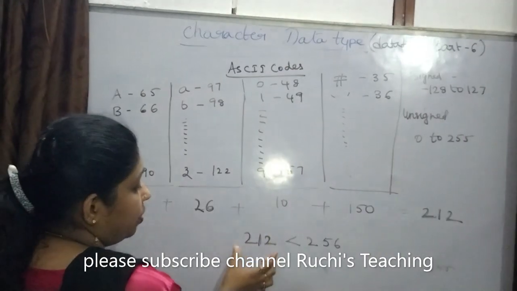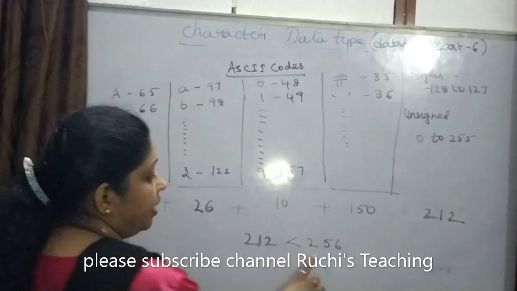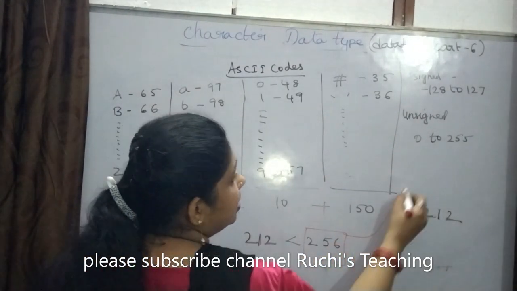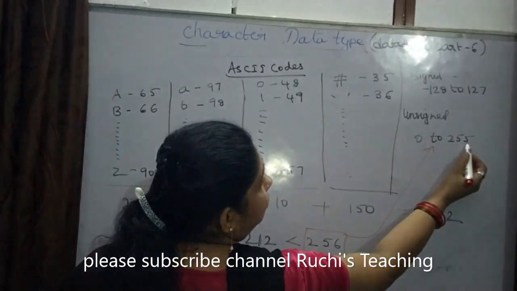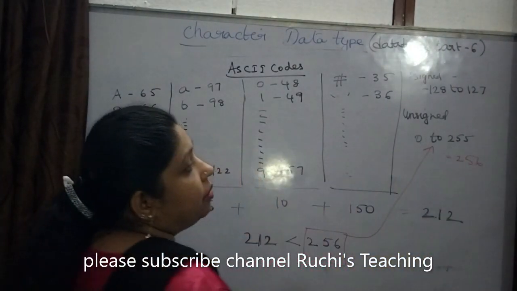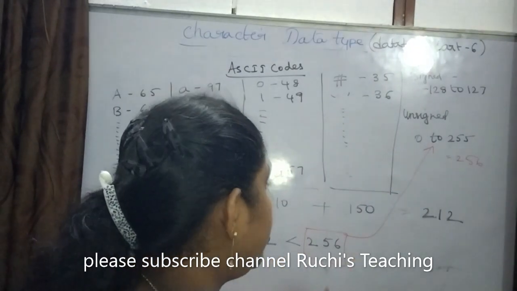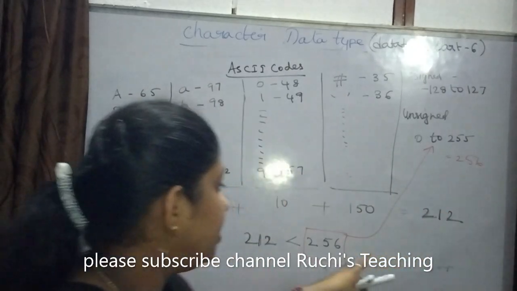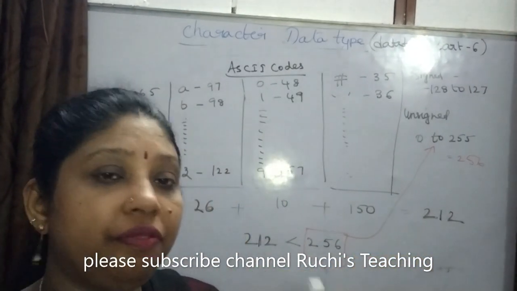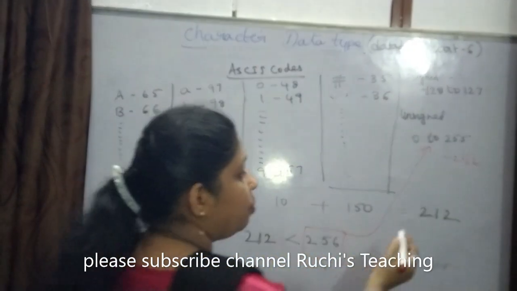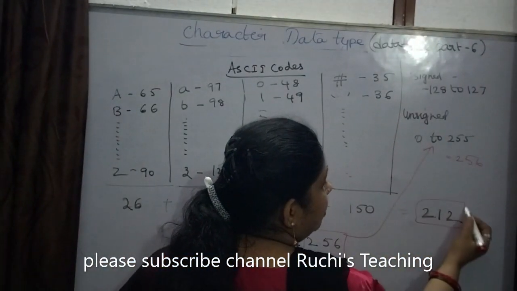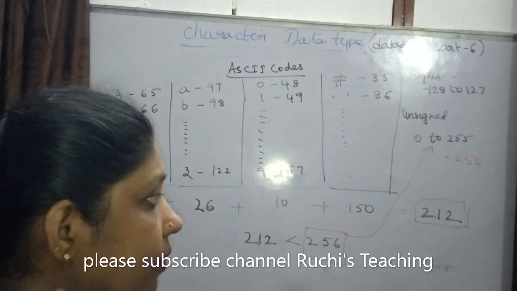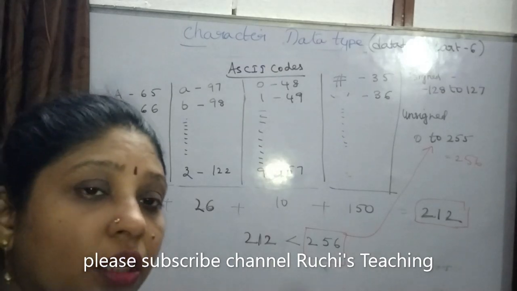Okay, so this 212 value is still less than 256. What is this 256? From 0 to 255 comes around 256. That means all the character data types of unsigned come to 256. But there are only 212. That means they have given more than 212 character values to the unsigned character data type. Understood? That means till 256 you can give.